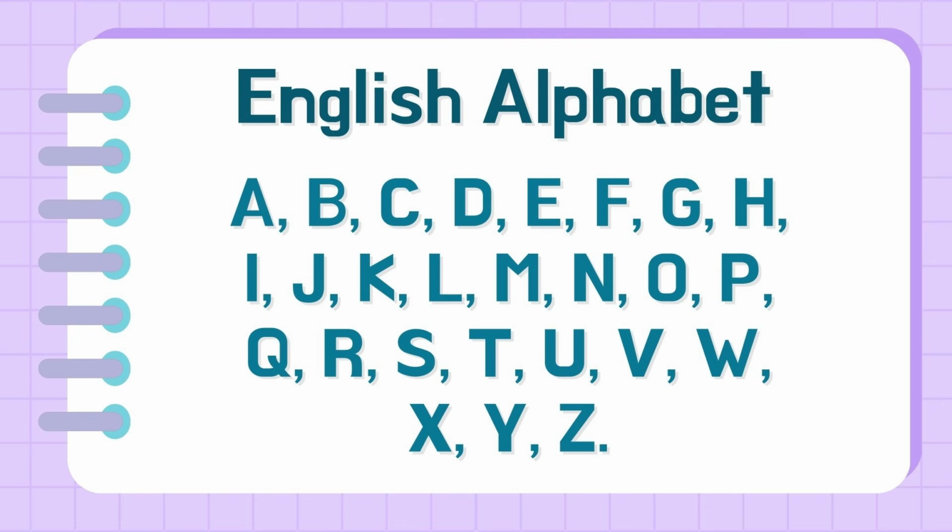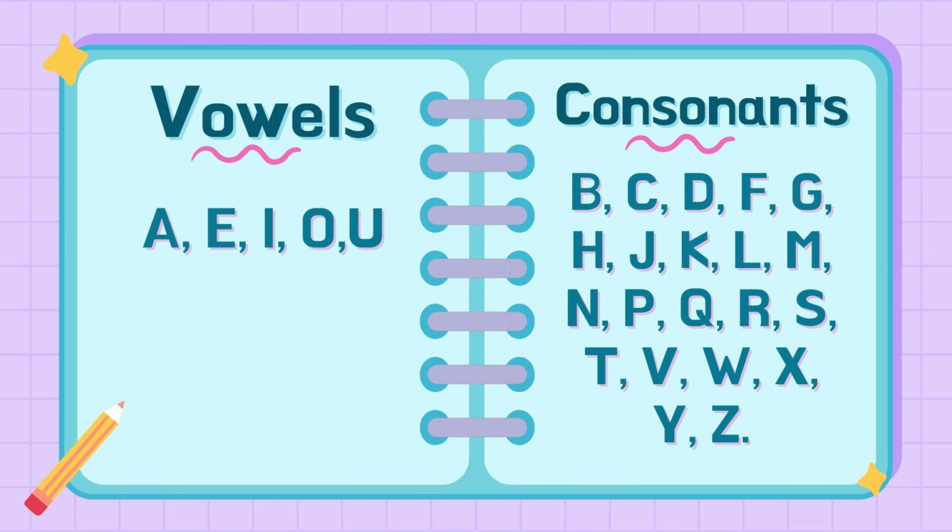We have 26 letters in the English alphabet. Some letters are called vowels: A, E, I, O, U. All the other letters are consonants. Vowels: A, E, I, O, U. Consonants: all the rest, like B, C, D, F, G, H, and so on.